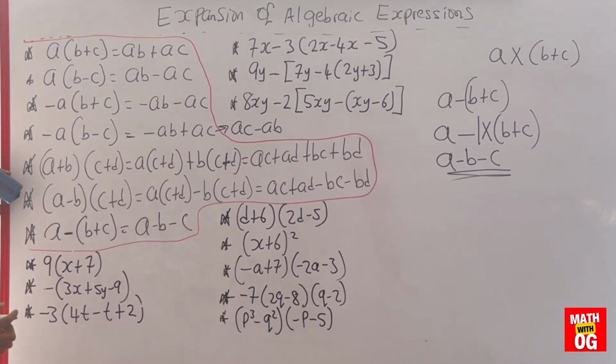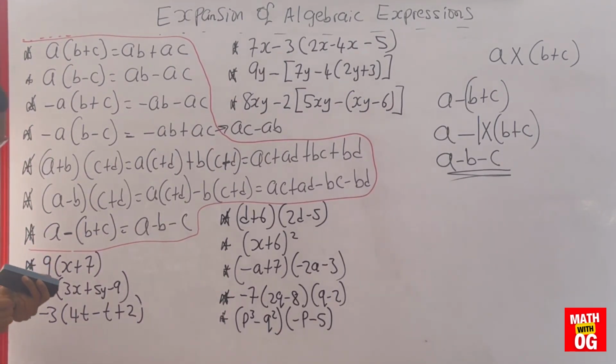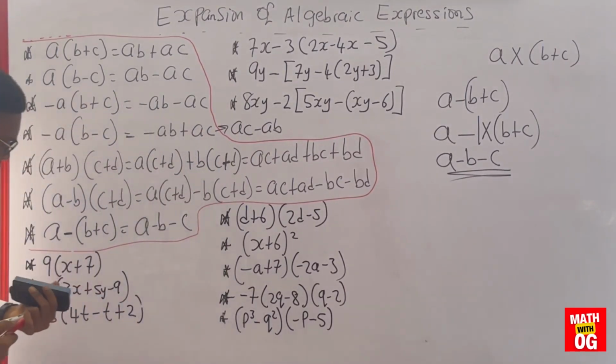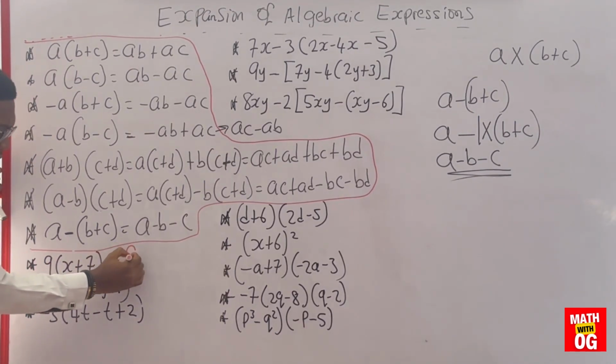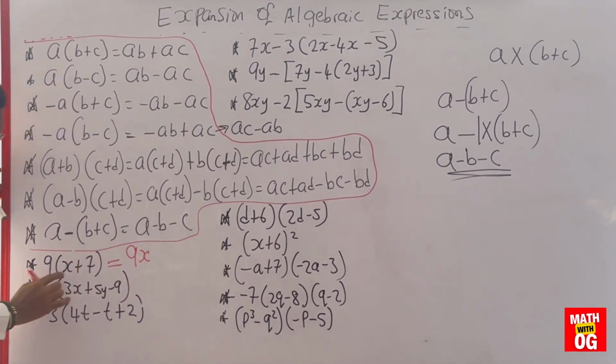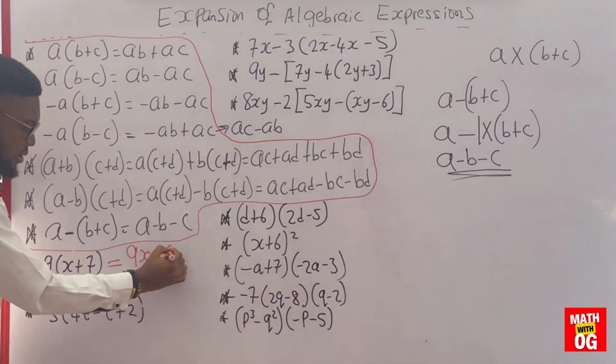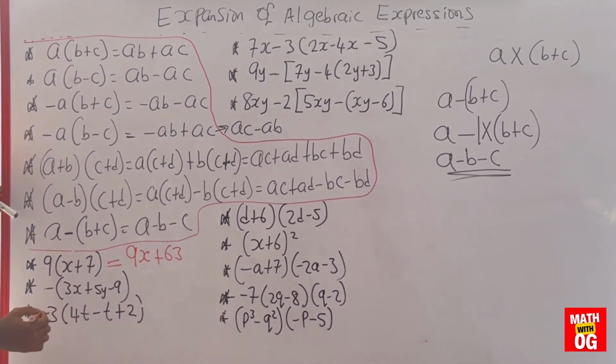I'm going to be fast about it. I believe it's pretty straightforward. Starting with this first one, this is 9 multiplying x plus 7. If I'm to solve this, it will be 9 times x, giving us 9x, and 9 times 7, giving us 63. So that's the answer to the first question.